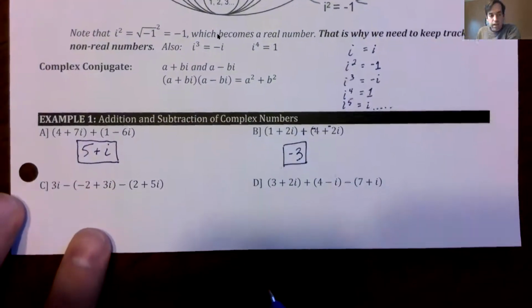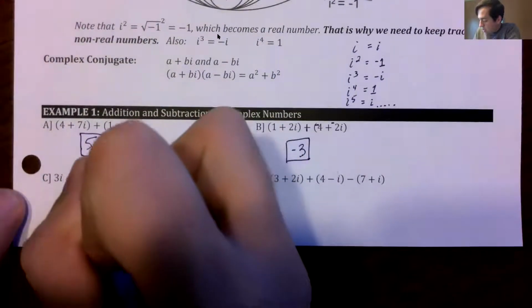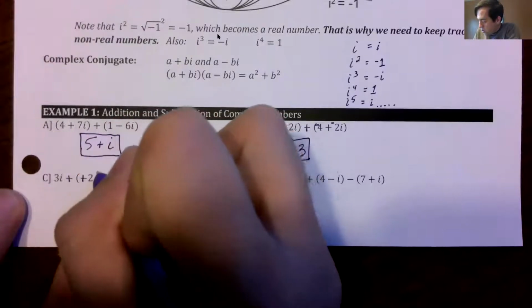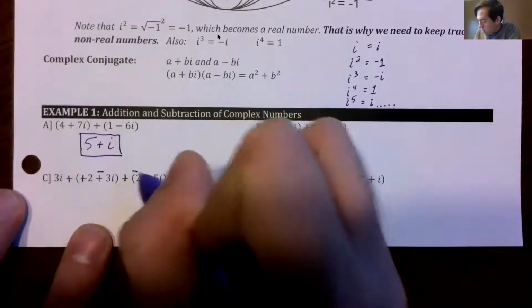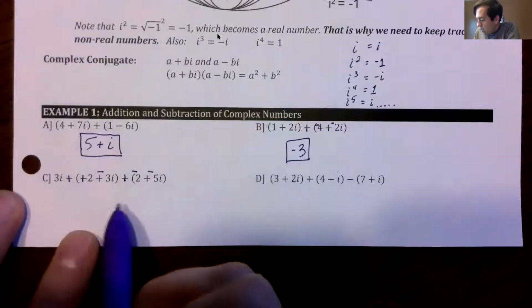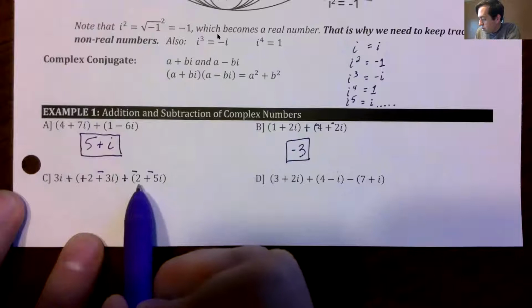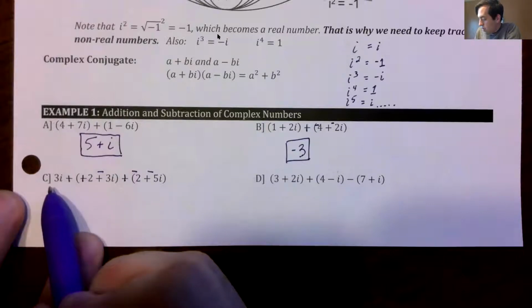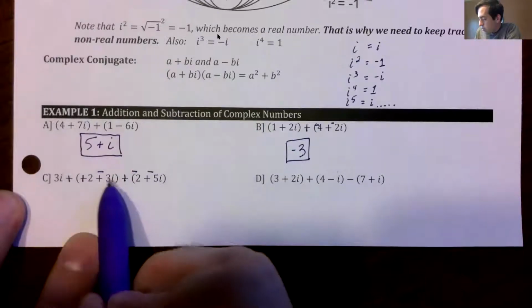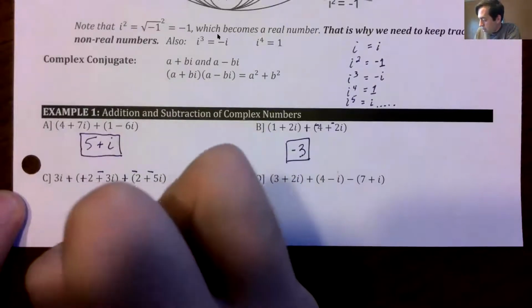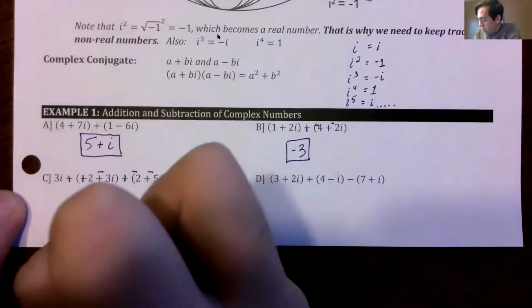In letter C, same idea. Anytime we have a negative in front of parentheses, we're going to distribute it to the inside. I'm going to do the real portion first, and we have 2 minus 2, so the 2s cancel out. For the i's, there's 3i minus 3i minus 5i, and that leaves us with negative 5i.